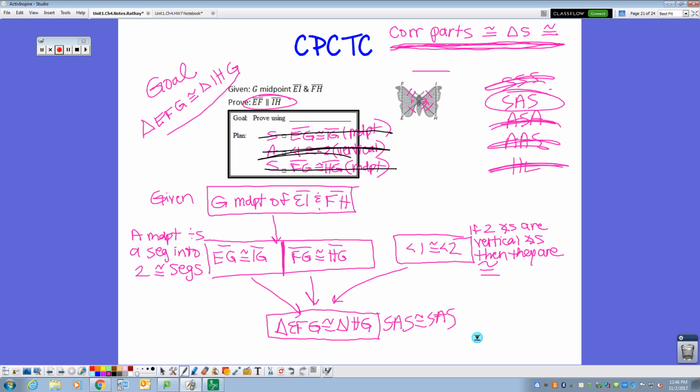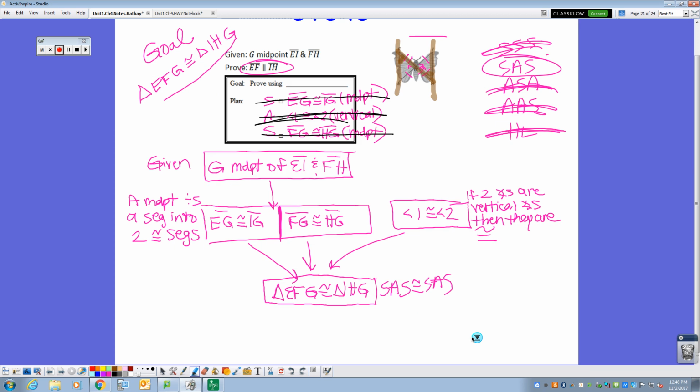There's the hard part. Now we need to steal stuff. We need to steal stuff that will prove to me that these lines are parallel. For these lines to be parallel, there has to be a transversal. And we're looking for alternate interior angles, such as these. So if I knew that angle F was congruent to angle H, I would know that alternate interior angles are congruent, which tells me that the lines must be parallel.